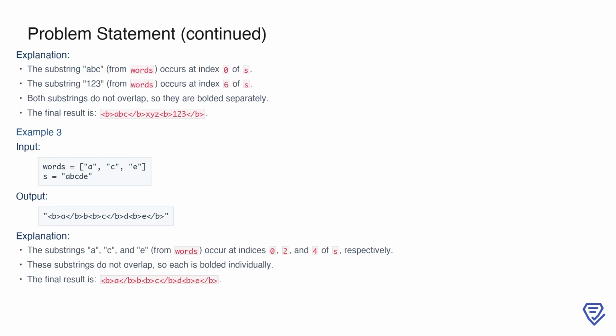The second example illustrates a different scenario. Here, the input words contains abc and 123, while the string S is abcxyz123. The output is <b>abc</b>xyz<b>123</b>. In this case, the substring abc appears at the very start of S, and 123 appears near the end. Since these two substrings are separate and do not overlap, they are bolded independently. The result is a string where abc is bolded at the beginning, followed by the unmodified middle portion xyz, and then another bolded section for 123 at the end. This example demonstrates how non-overlapping matches are handled distinctly.